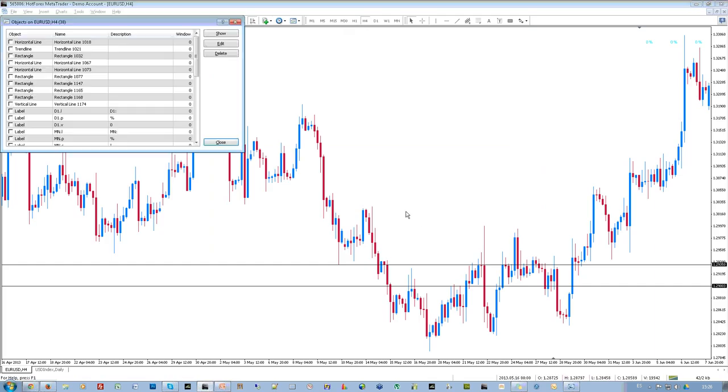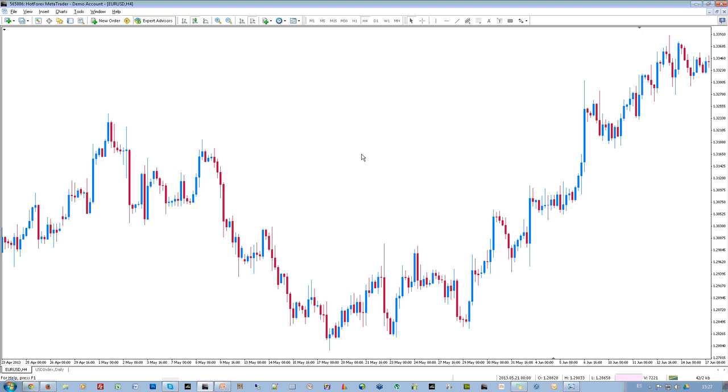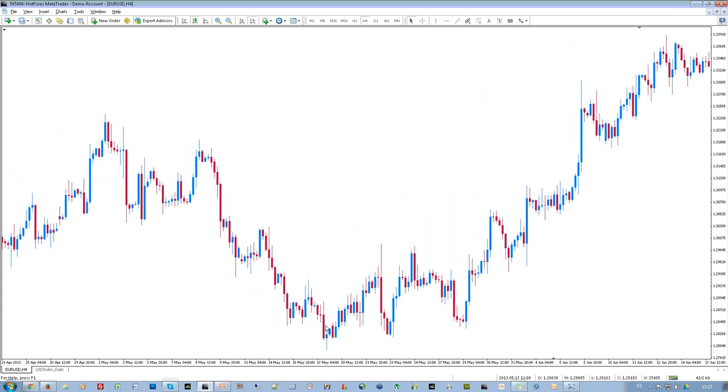Let's remove all these objects and let's see where we start. So let's start here, for example. Here we have several levels. So what do we do? We start drawing the levels. Let's draw this level over here.